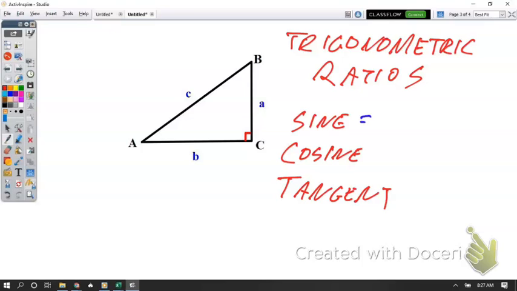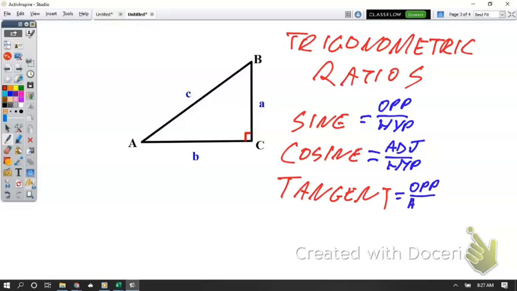Sine is the ratio of opposite over hypotenuse. Cosine is the ratio of adjacent over hypotenuse. And tangent is the ratio of the opposite side over the adjacent side, the adjacent leg.